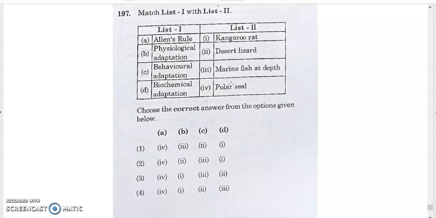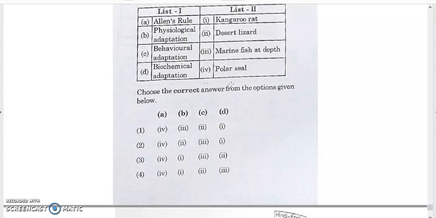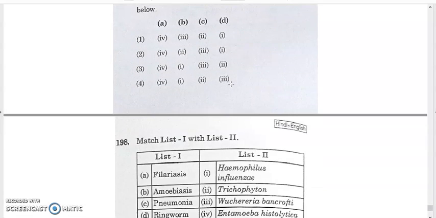Allen's rules are actually evolutionary rules. Allen's rules are for polar animals, which are present in the Arctic region. They follow this rule actually, right?